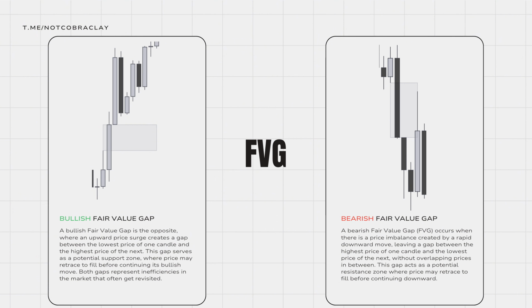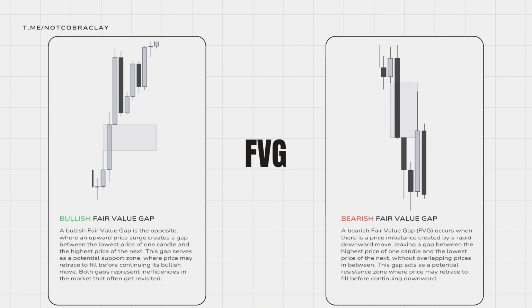The first picture here, you see fair value gaps. A bullish fair value gap is where an upward price surge creates a gap between the lowest price of one candle and the highest price of the next candle. This gap serves as a potential support or resistance zone, so you want to react from that area, as internal liquidity, where price may retrace to fill before continuing this bullish move.